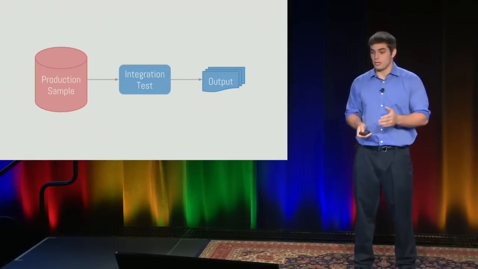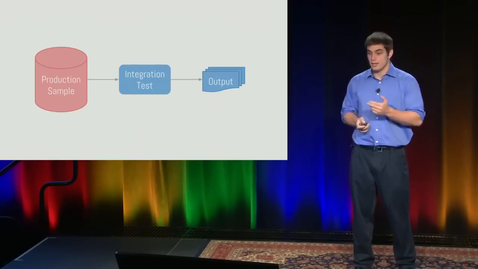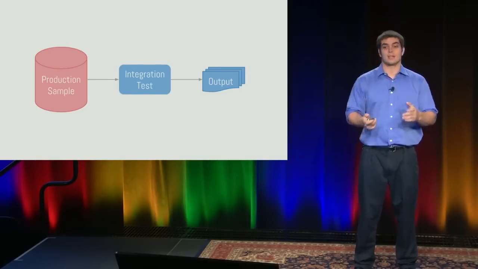So if you remember the picture that Jalal showed you before, we have a production sample, we run it through our integration tests, and we get an output. And if we take a massive sample, the full 500,000 or 450 out of the 500,000, the integration test is going to take an incredibly long time to run. If it takes a full day to run, say, we can't run it all the time. We can't have it running with every change because it just takes too long.